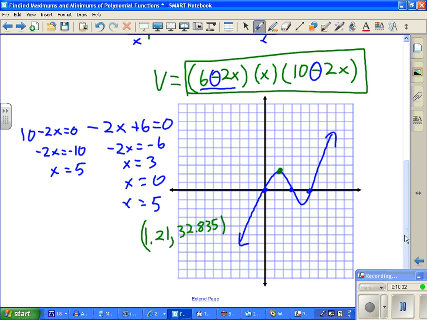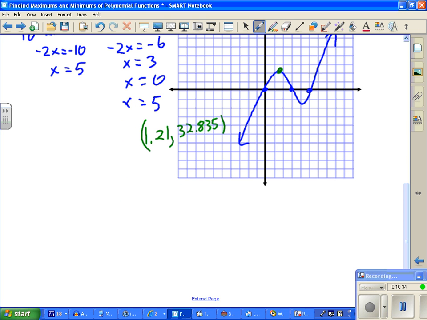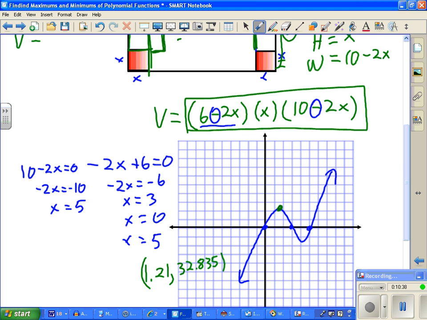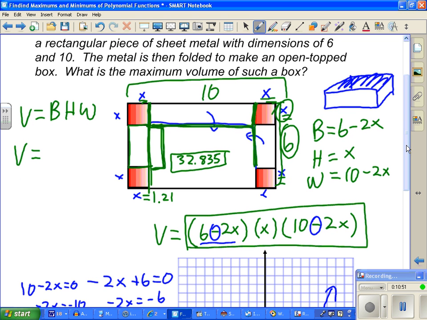Okay, they're just not. So basically what this means here is the maximum volume I can have is 32.835. That's the volume. And the length of x that I'd have to cut is 1.21. That's how long the x's have to be, the squares that I have to cut out to get the biggest volume. Okay? That's the idea there.